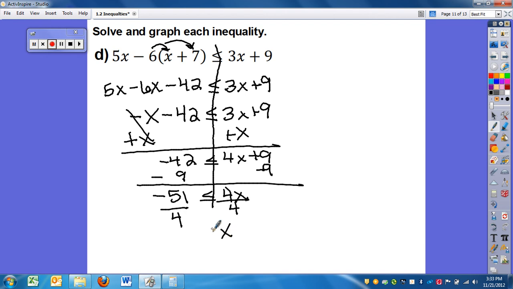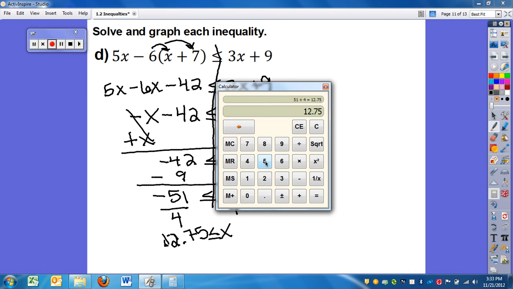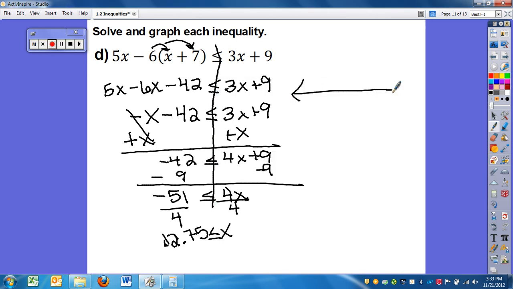So x is greater or equal to, I do not flip my sign in this case because I did not divide by a negative. And this comes out to be 12.75, I believe. Let's double check that with my calculator. 51 divided by 4. 12.75. Alright, so then last step we need a graph. 12.75. Close circle because we're equal to, and notice x is greater, so we are going to go to the right.